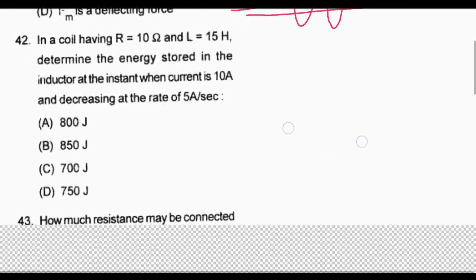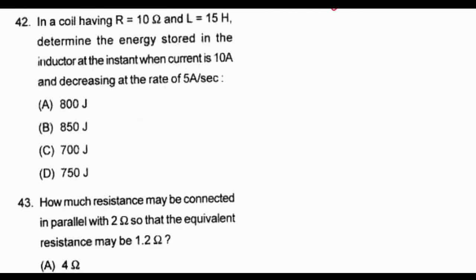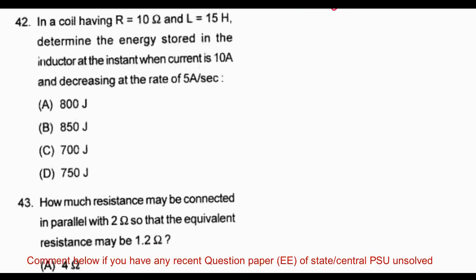Next question is, in a coil having R equal to 10 ohm and L equal to 15 Henry, determine the energy stored in the inductor at the instant when the current is 10 ampere and decreasing at a rate of 5 ampere per second. So here so many things are given. R is given, L is given, rate of change of current is given, and the current is also given. So this is very simple.